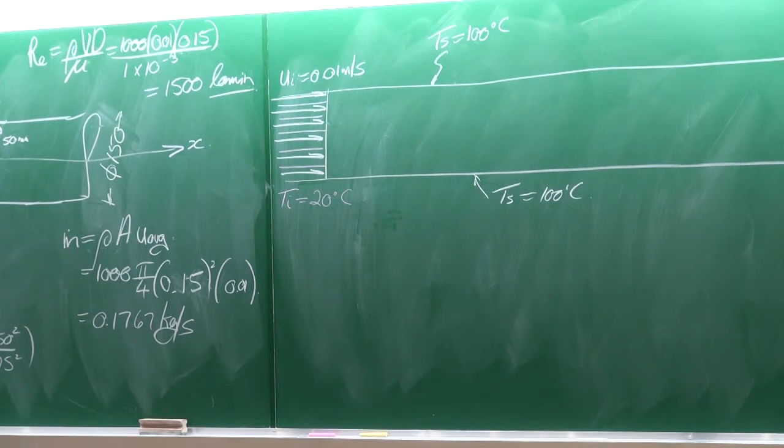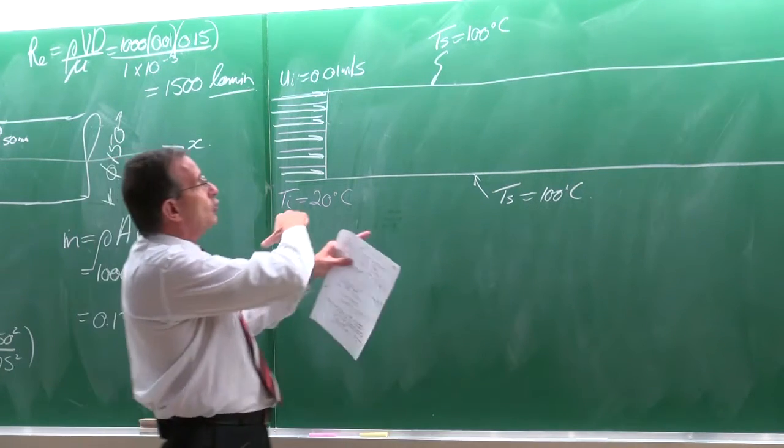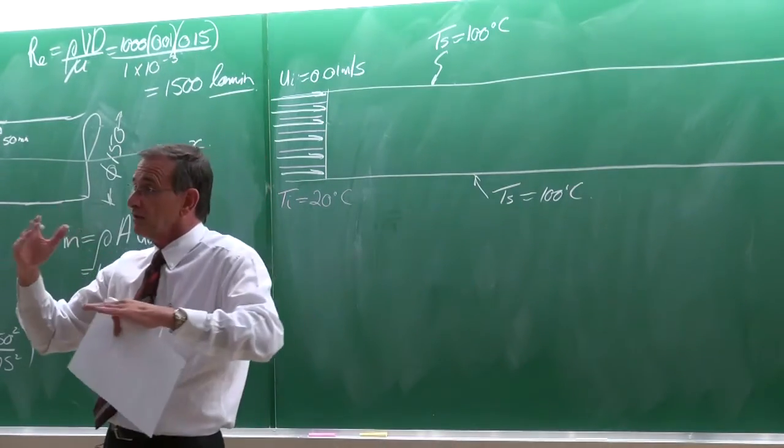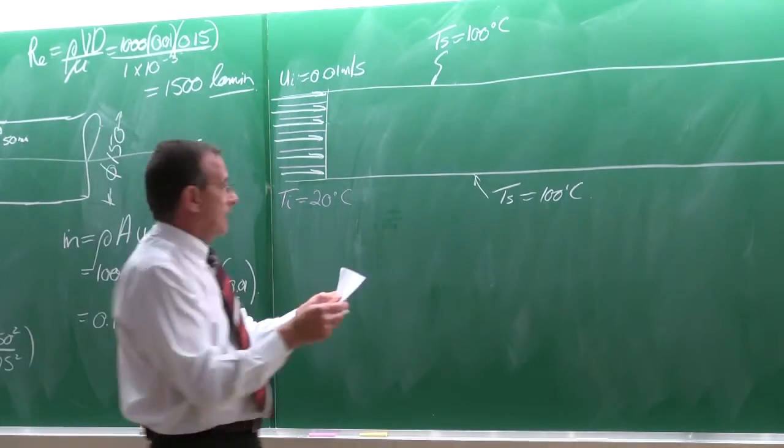Right, so what's going to happen now? Well, two things. The one is, firstly, we're going to have this boundary layer that's going to develop hydrodynamically, just because of the velocity distribution. But we are also going to have one that develops because of the thermal differences. Okay. How do they look like?